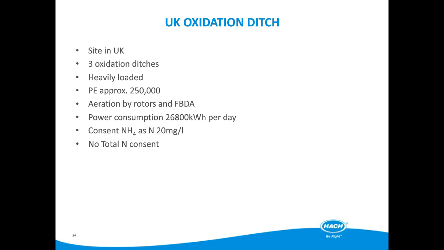The following two slides relate to a HACH oxidation ditch controller operating within the UK. This was a heavily loaded plant with a population equivalent of 250,000. The aeration systems were both rotors and fine bubble. Power consumption of this plant was close to 27,000 kilowatt hours per day and has an ammoniacal ammonium consent of 20 milligrams per litre with no total N consent.